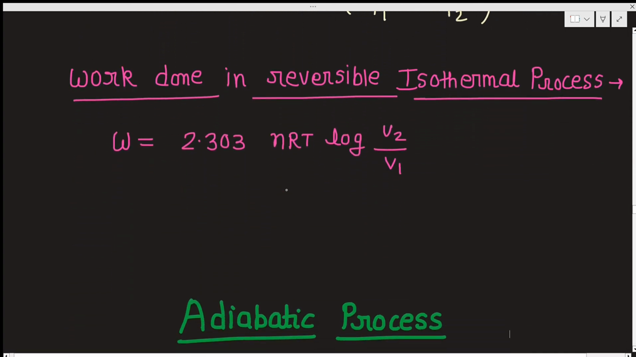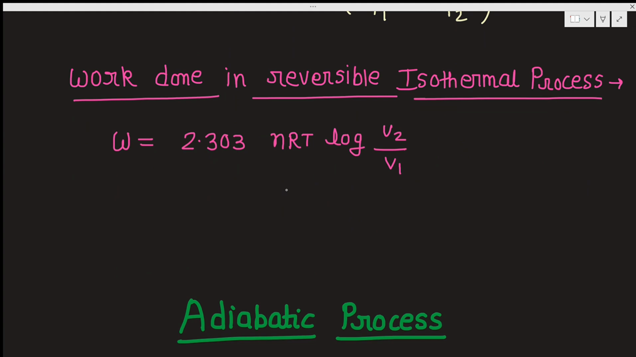But if you have been given work done in a reversible isothermal process, which means the process is reversible and isothermal for an ideal gas, then work is given by 2.303 nRT log V2 upon V1. This formula is very important because most of your questions are asked from this formula.